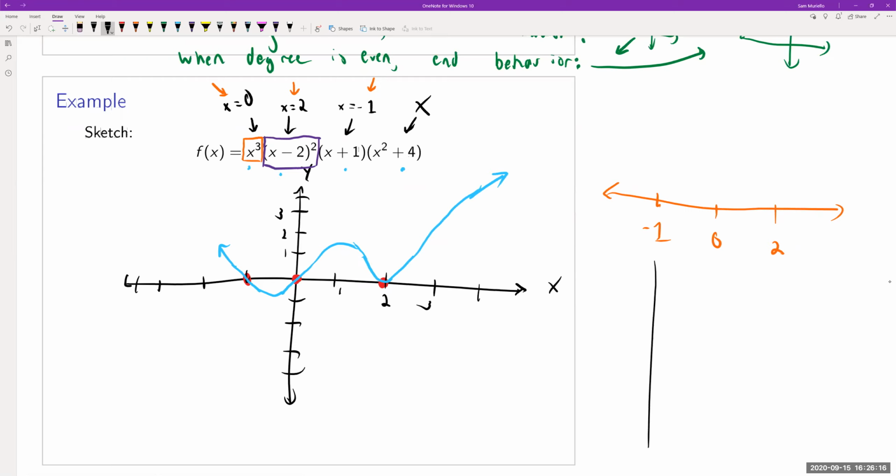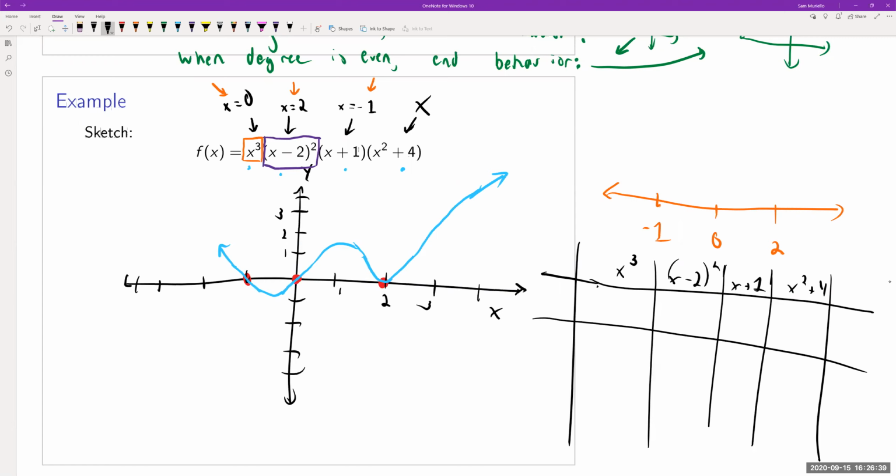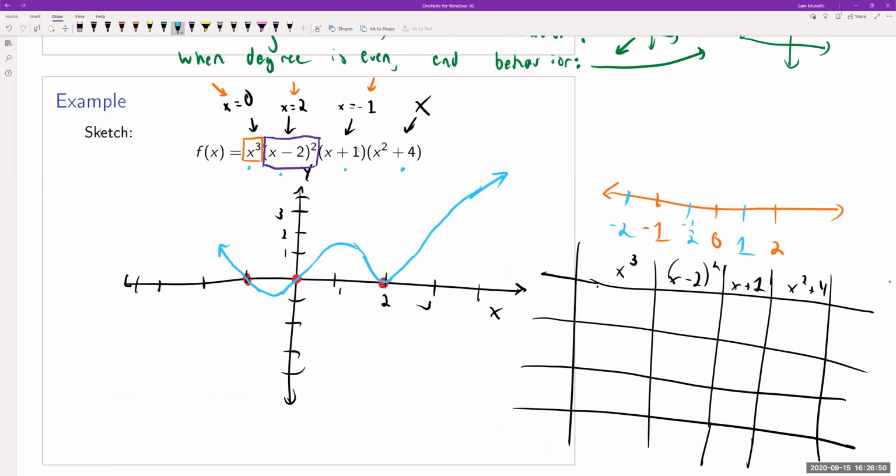There's one thing that you can do to help organize our thoughts here, which would be to track the sign independently on each of these factors. So x cubed, x minus 2 squared, x plus 1, and then x squared plus 4. For each of these factors, let's say I wanted to plug in the test values that I had from earlier. -2, -1/2, 1, and 3. Again, you could pick different test values if you would prefer.